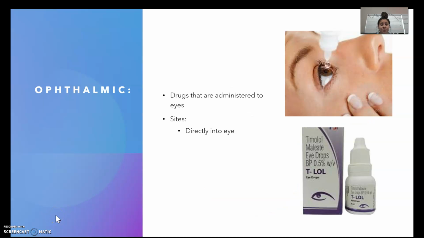Ophthalmic is another route. Basically, these are drugs that are administered directly to the eye. Commonly known, they're eye drops. Timolol is a type of eye drop used in glaucoma. So although we may not see patients with glaucoma, it's good to have knowledge. But also, medications for different types of eye infections are also directly applied to the eye.